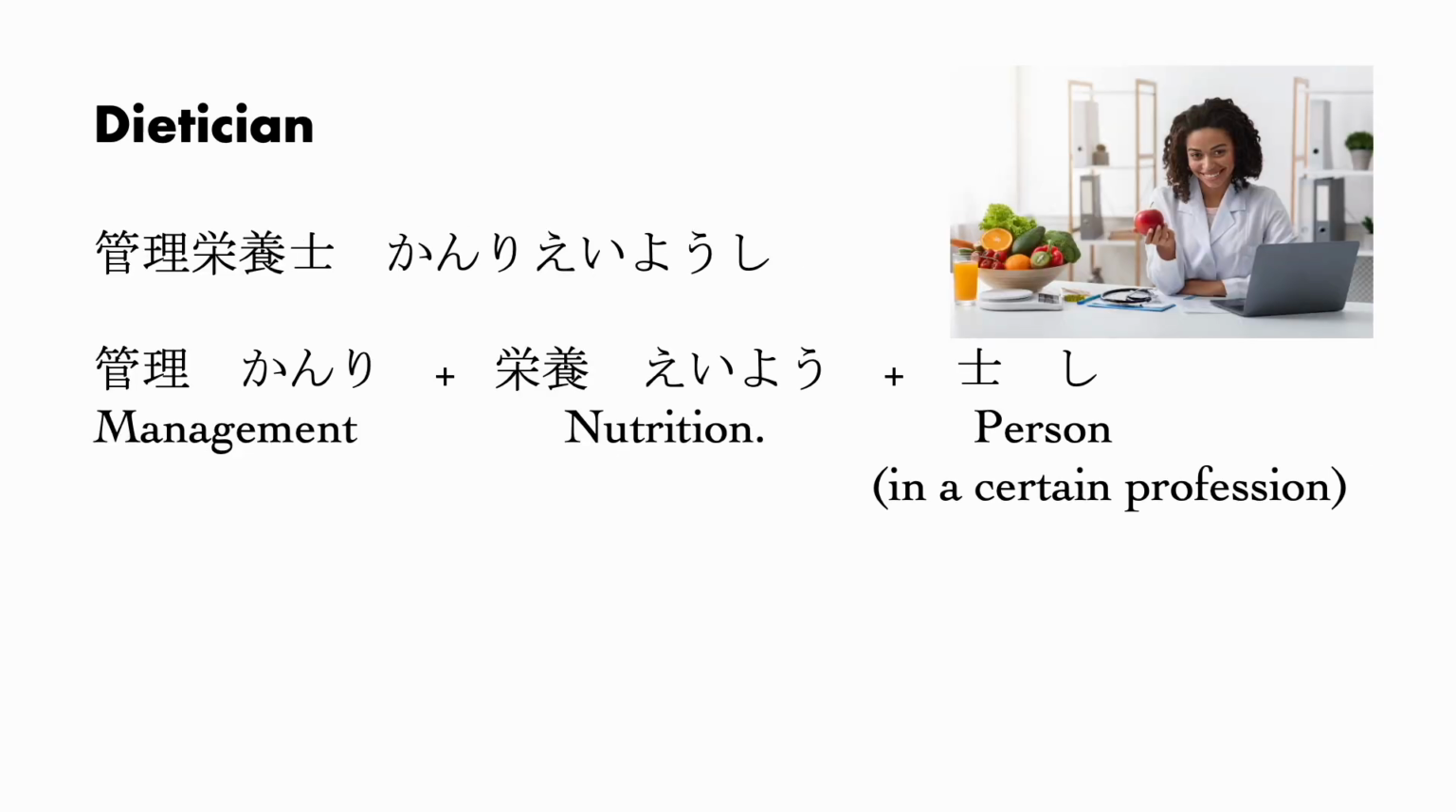And finally we have dietitian, or 管理栄養士. Breaking the kanji down, we have the kanji for management in 管理, the kanji for nutrition 栄養, and shi, the kanji for person of a certain profession, making 管理栄養士, or management nutrition person, which describes the role of a dietitian.